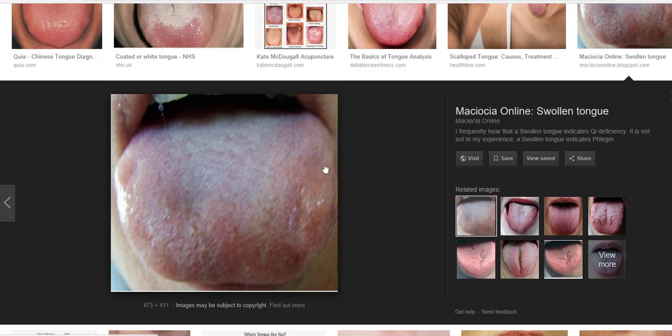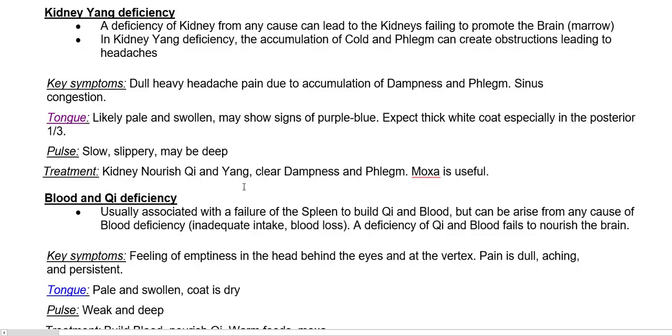This would be, oh, this is also for Matsuocha. This is, oh, here we go. A swollen tongue indicates phlegm. I would agree with that. This suggests to me that we've got cold phlegm starting to accumulate, probably from kidney yang deficiency.